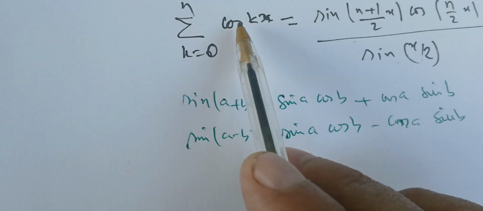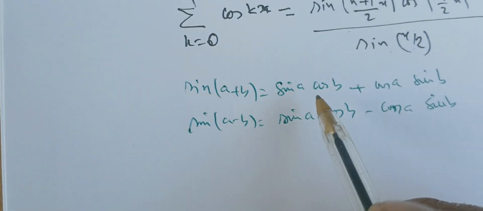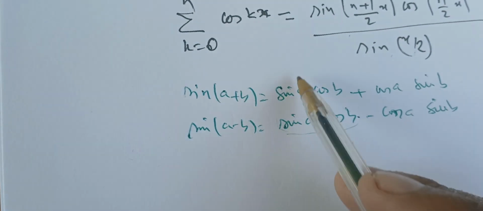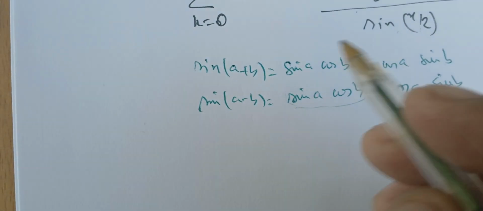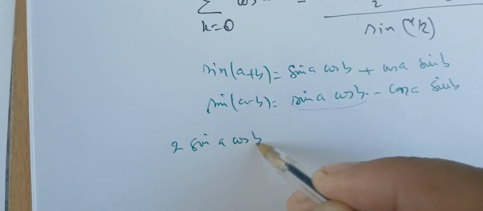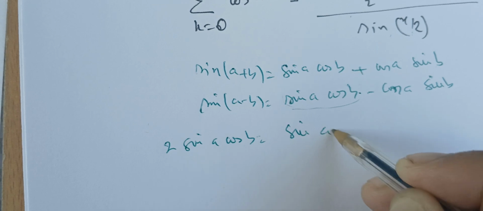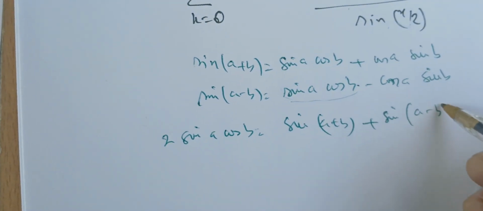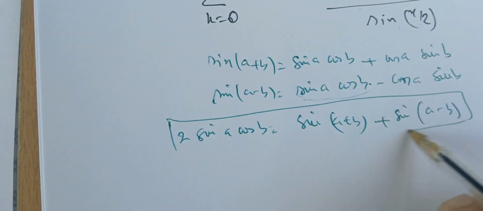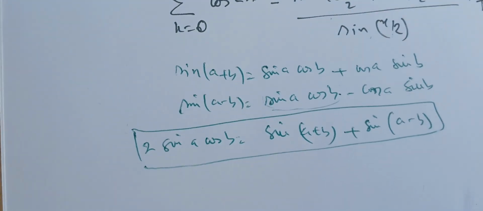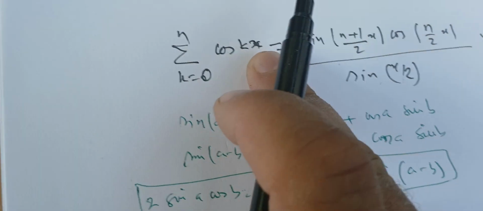So if I multiply the cosine by the sine, I should get these formulas here. That's why I add these two, because that's what I need. So I have 2 sine a cosine b is sine of a plus b plus sine of a minus b. Remember which one is the a and which one is the b. It's very important when dealing with these. So we're going to use this one here.